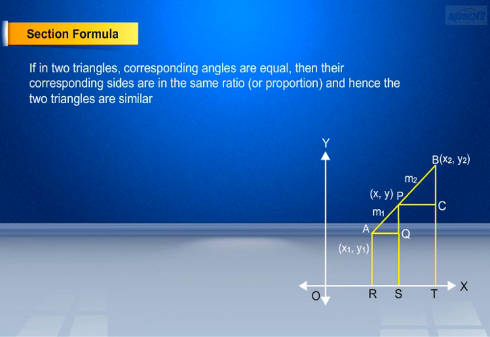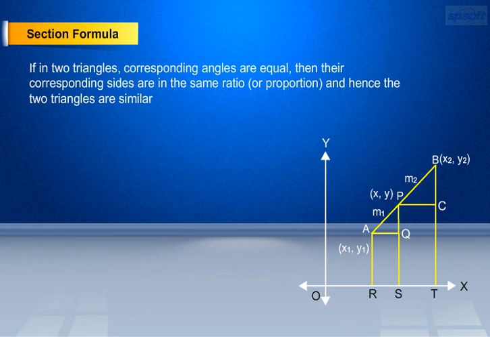And given that PA equals m1 and BP equals m2, substitute all the above values in equation 1, that is, PA divided by BP equals AQ divided by PC equals PQ divided by BC. We have m1 divided by m2 equals x minus x1 divided by x2 minus x equals y minus y1 divided by y2 minus y.